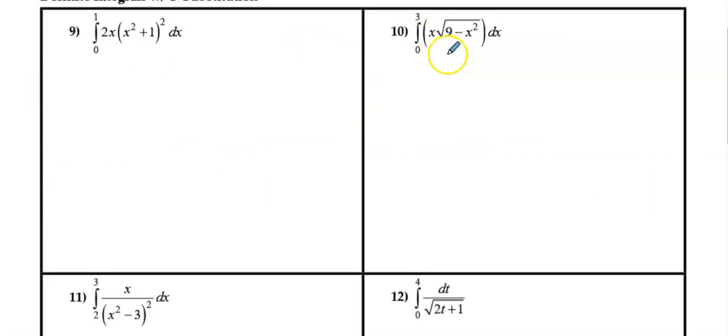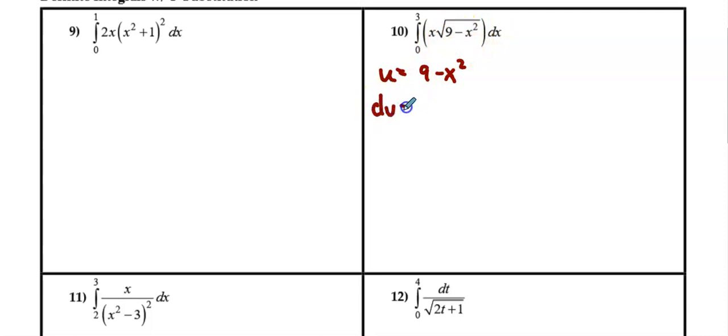So I shifted through the packet here, and we're doing example number 10, but it's the one that's further in the packet, where I want to integrate from 0 to 3 of x times the square root of 9 minus x squared dx. And we did one very similar to this in the first video, so we're going to go ahead and say that u is going to be equal to 9 minus x squared, again because the derivative is right there, minus the constant, and the fact that this is underneath the radical.